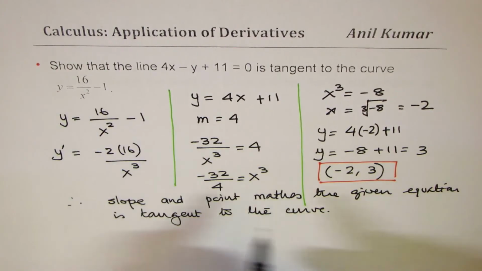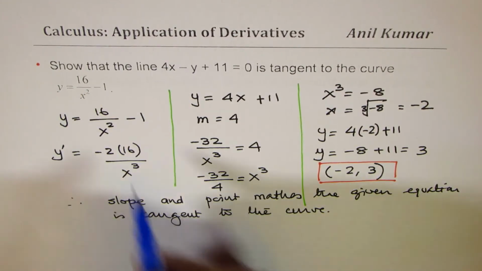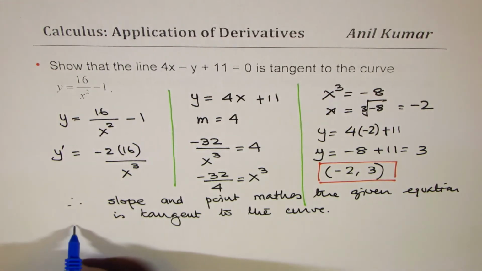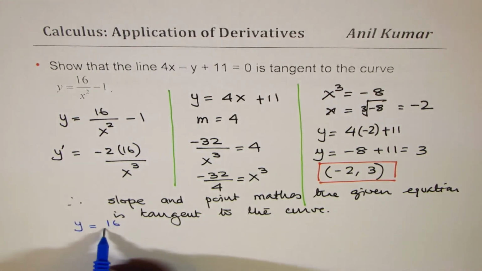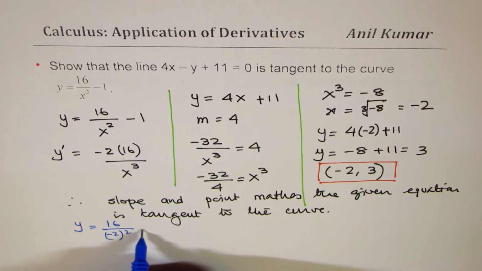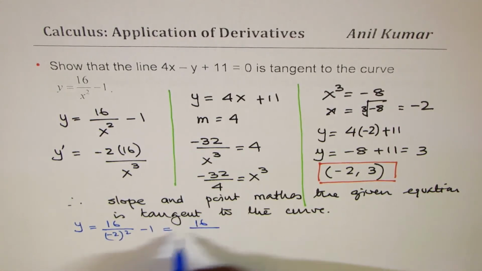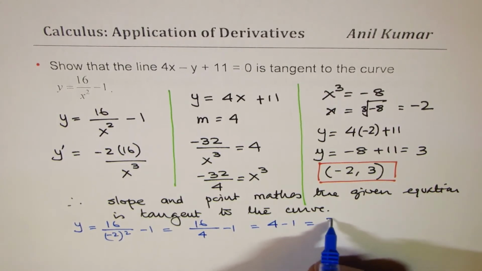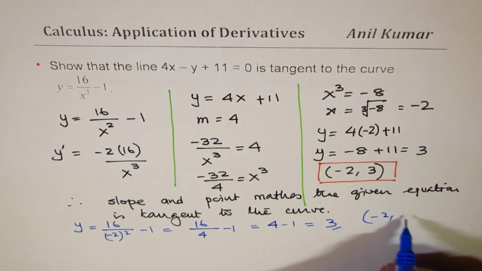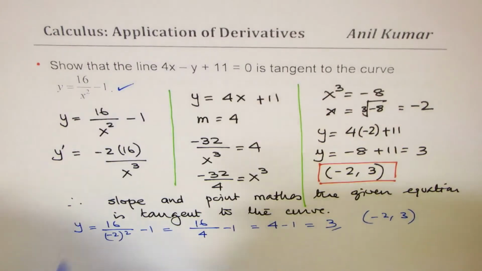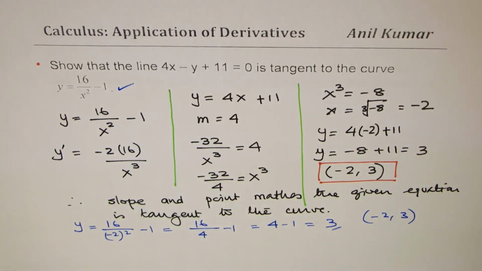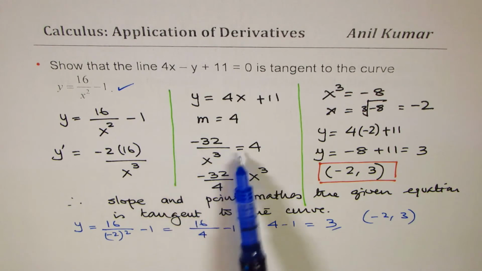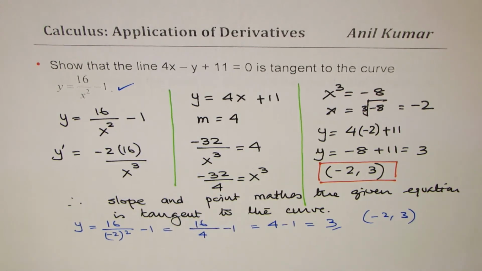So if I write minus 2 here, let's calculate. y equals 16 over minus 2 squared minus 1, which gives 16 over 4 minus 1, which is 4 minus 1, which is indeed 3. So we do get minus 2, 3 as a point on this curve also. Since that matches and the slope we already matched, it is the same line. I hope that's clear, right?